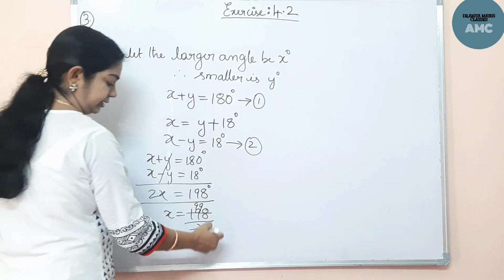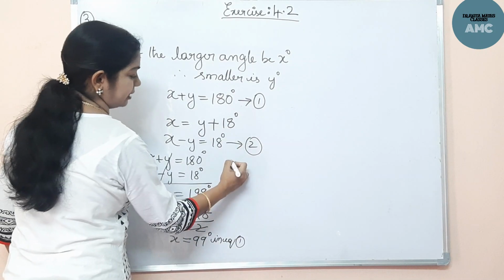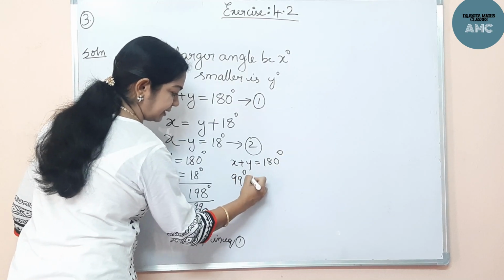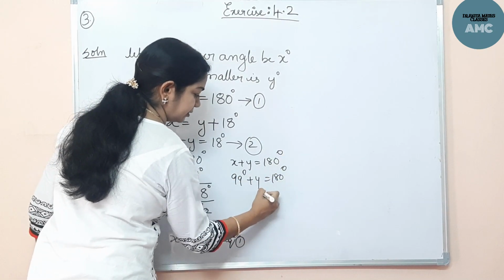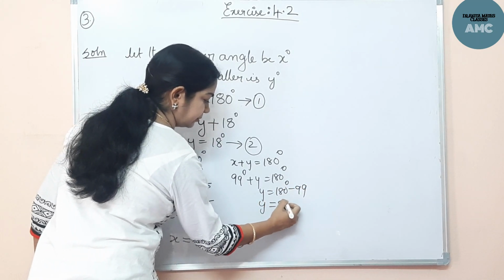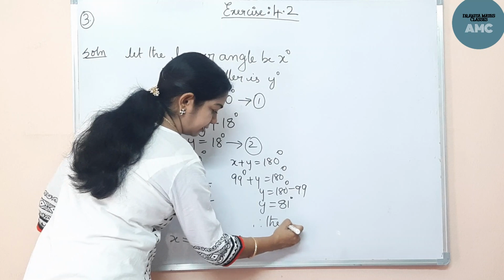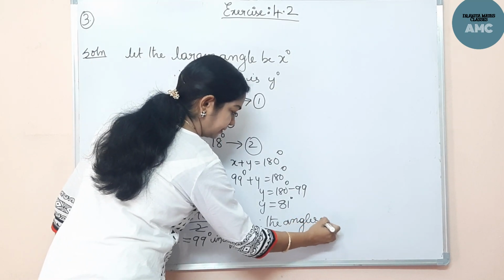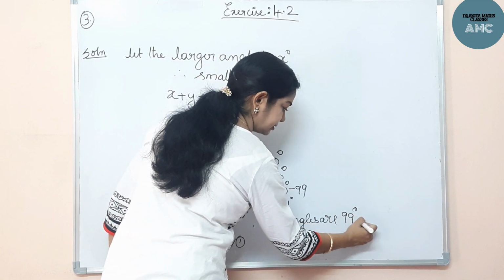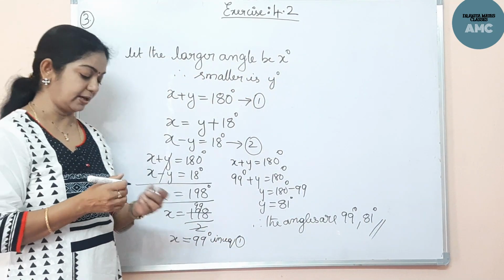Then how do we get y? Substitute x in equation 1. So what is equation 1? x plus y equal to 180. So 99 degrees plus y equal to 180. y is equal to 180 minus 99. So y comes to 81 degrees. So therefore the angles are supplementary. If you add them, you have to get 180, isn't it? So the angles are 99 degrees, 81 degrees. Like this, we can easily solve through the elimination method.